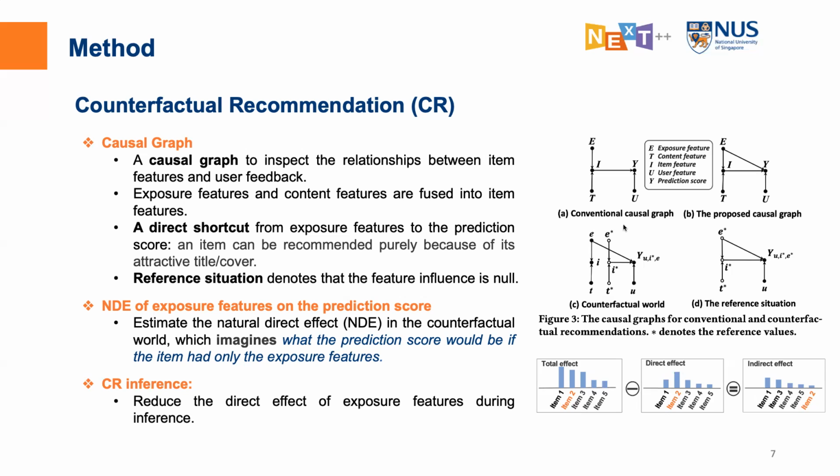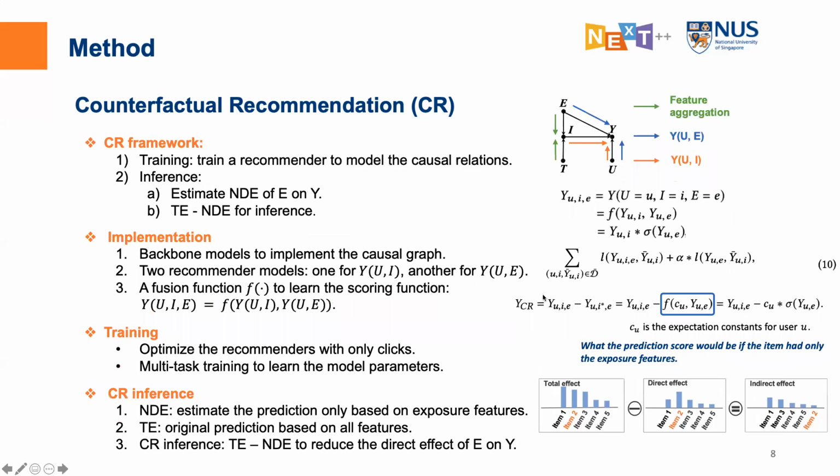Okay, this is the core idea of this method. And for the implementation, we propose a model agnostic framework because we can just model these relations based on different functions, right? So maybe we can train a different recommender to model these relations, and then we estimate the natural direct effect of E on Y, and we mitigate it during inference for ranking. So to implement that, we use the CTOCR backbone model to implement these relations.